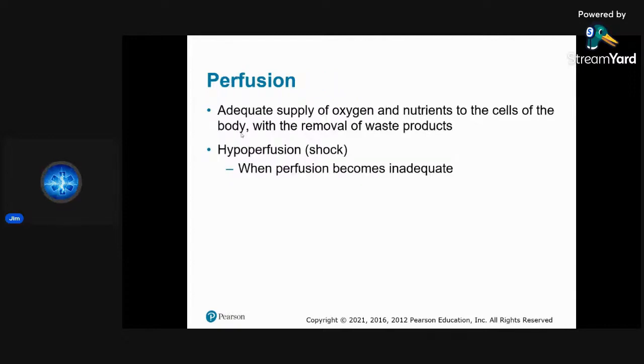Perfusion is adequate supply of oxygen and nutrients to the cell with removal of waste products. This term, hypoperfusion, is the term for shock. We'll hear this quite a bit, especially when we start talking about trauma. It's when perfusion becomes inadequate. Your cells will start dying, and eventually your organs will start dying, organ systems will die, and eventually the person will die.